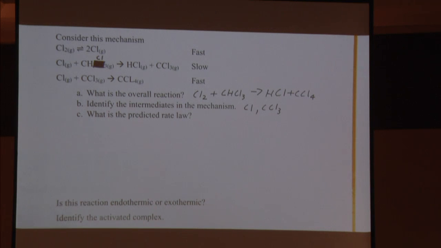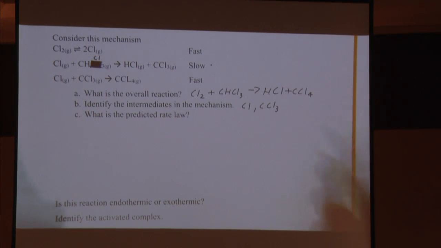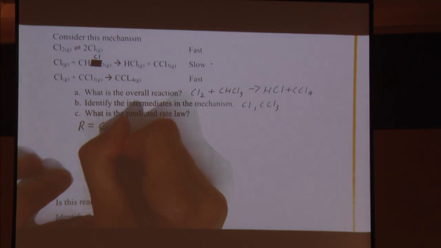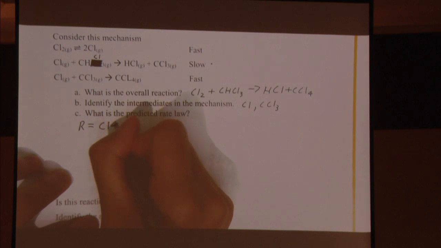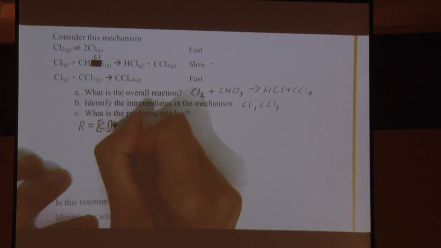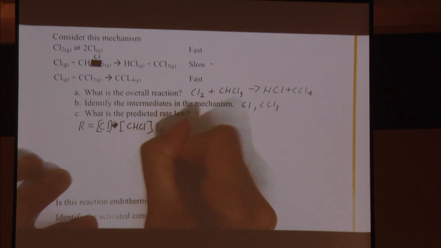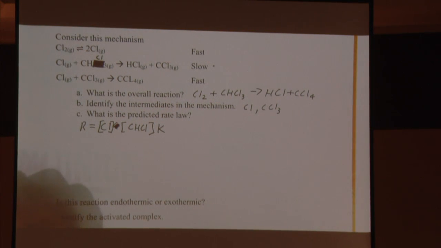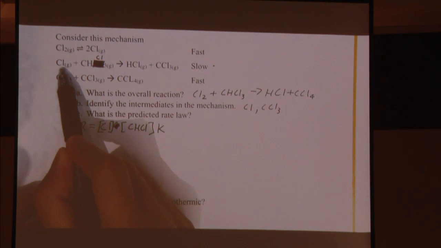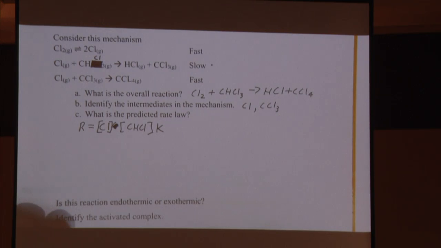So here we can just figure out what the predicted rate law is. We need to figure out what our rate determining step is. In this case, it's step 2, and then write our rate law from that step. Now we do run into a problem here because our chlorine is an intermediate. So now we need to take this and write this in terms of our first step.